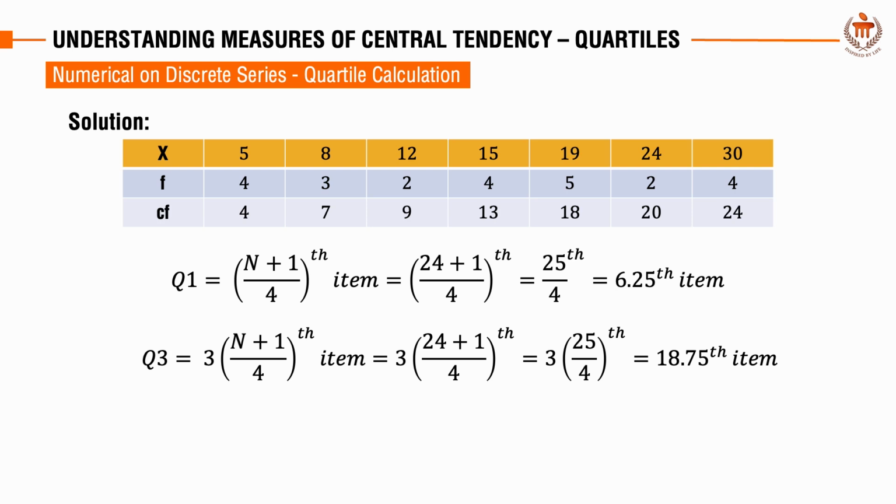Then you can apply the formula of Q3 minus Q1 by 2, and with that you will get the quartile deviation. Your Q3 is 24, your Q1 is 8, 24 minus 8 is 16, and 16 by 2 is 8. So 8 is the quartile deviation. You got Q1 as 8 and Q3 as 24.